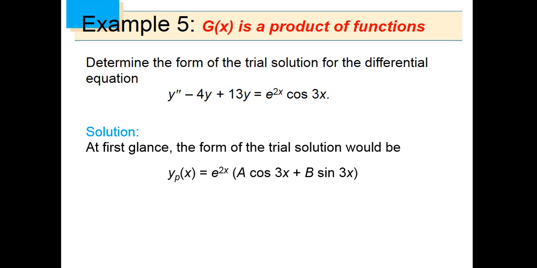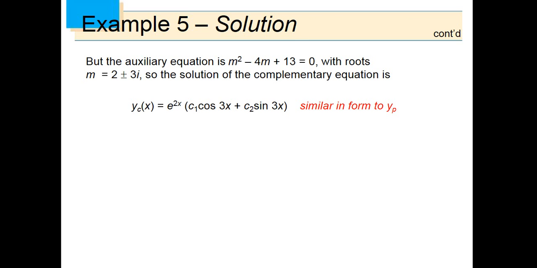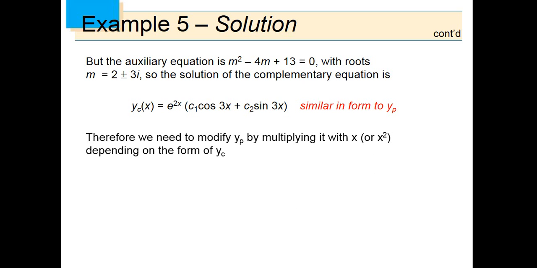So in this case, class, you need to modify your particular solution because in terms of form, they are really the same as that of your complementary solution. Now, the question is, how do you modify? So we modify our particular solution by multiplying it with the independent variable. It depends on how many times you multiply, as long as all the terms in your complementary solution and particular solution are not the same. There shouldn't be any term that is the same in form.